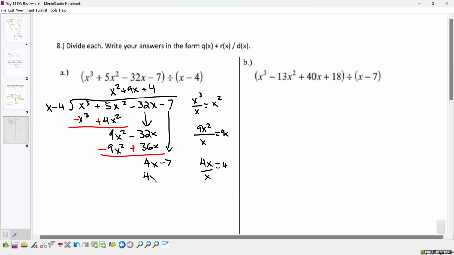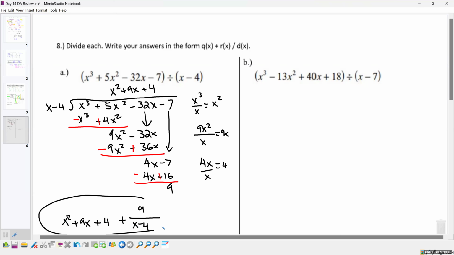Multiply back. Subtract and bring down. Now I have a remainder here. That remainder is going to be 9. So my answer will be x squared plus 9x plus 4 with a remainder of 9 over x minus 4. There's A. Letter B, I'll use the box method.